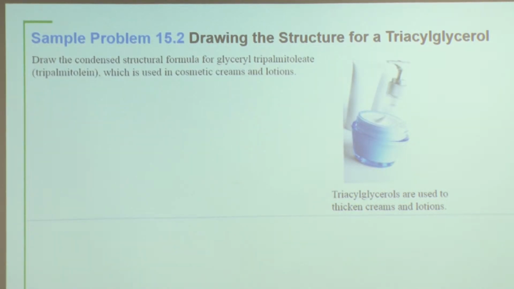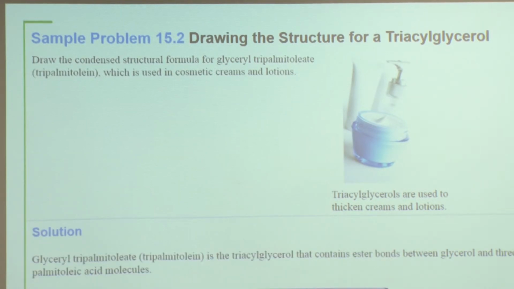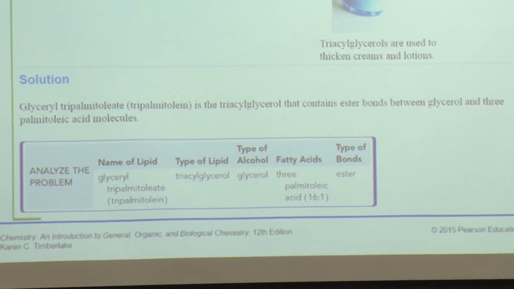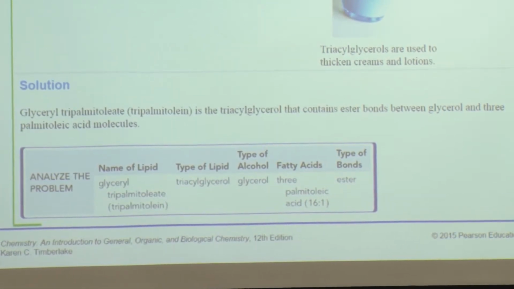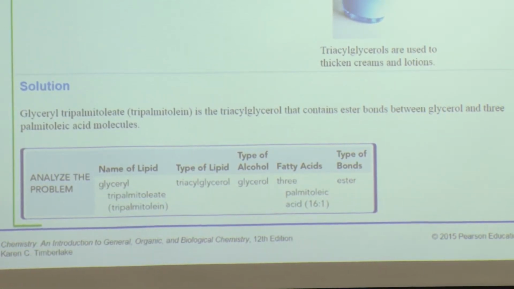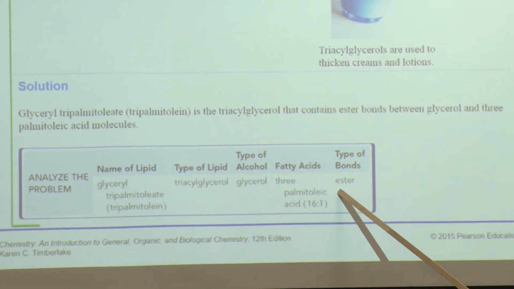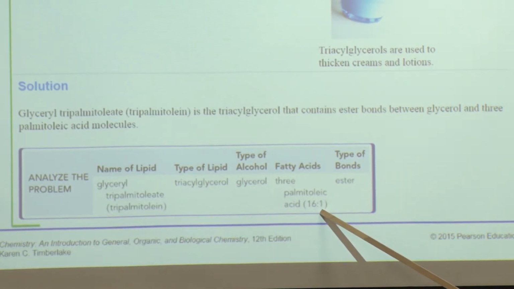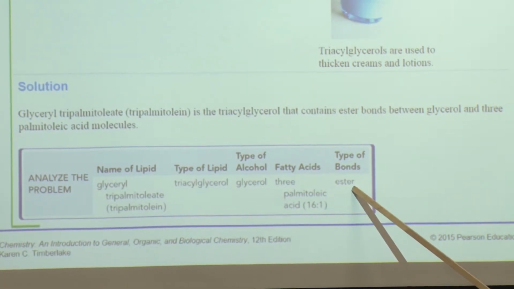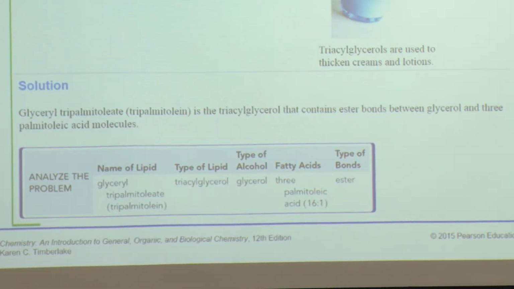And palmitoleic acid, you have to go back to table 15.5 on page 515 to look up how do you set up palmitoleic acid. How many carbons? Is there a double bond or an unsaturation or not? So analyze glycerol and 3 palmitoleic acid molecules. So here you have gathered information: you have glycerol, 3 palmitoleic acid, 16 carbon, 1 double bond, and the bond is ester bond. So esterification happens with these 2 molecules.